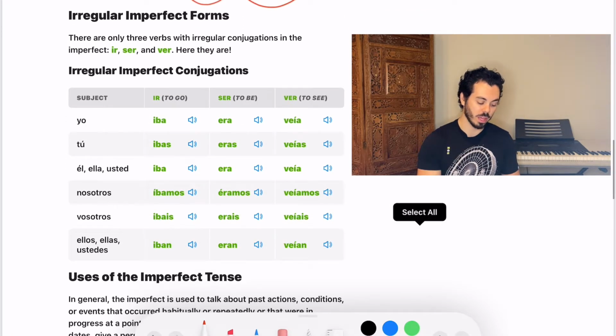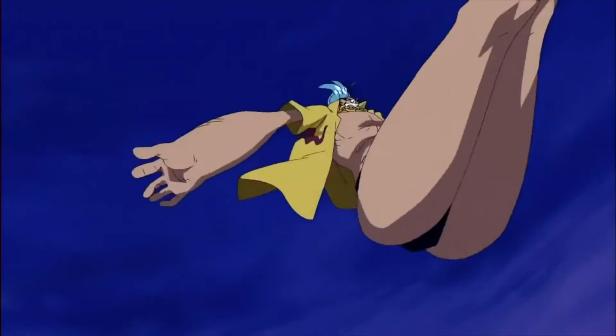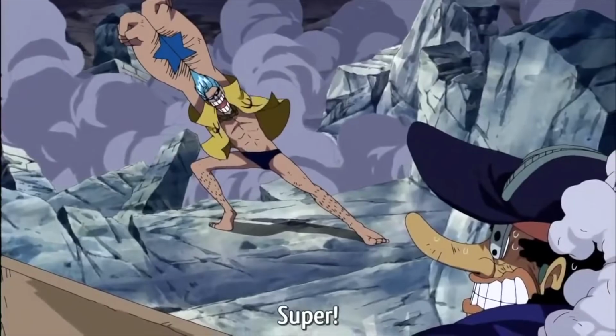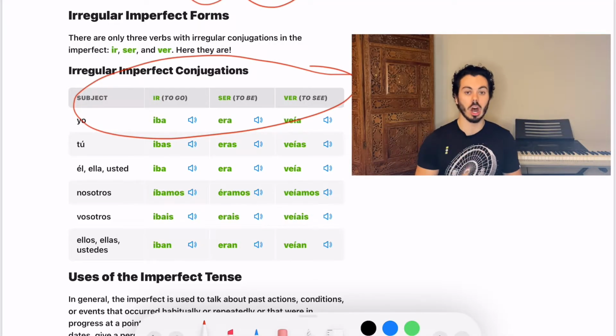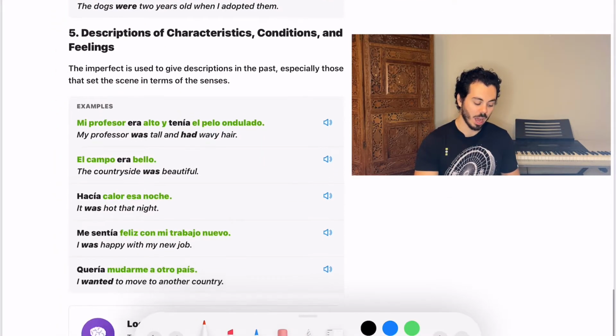Then you have the irregular verbs right here. And cool, there's only 3 in the imperfect. So you just have to memorize these. Yo iba, yo era, yo veía. These are super common verbs. So by memorizing these, you're not memorizing stupid verbs that you're never going to use again. These are super common. Then here you have the 10% rule again, that other 10%.